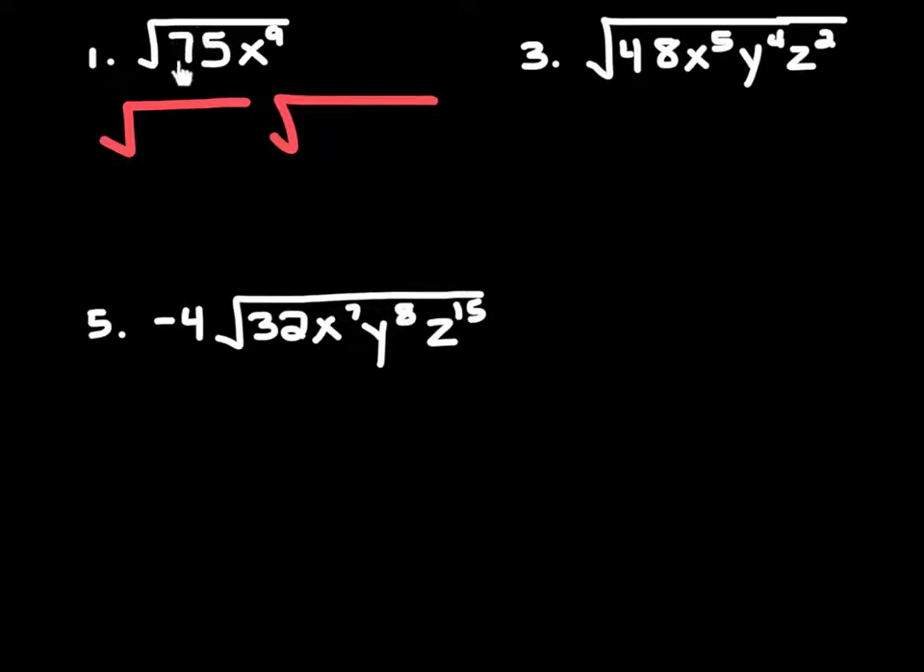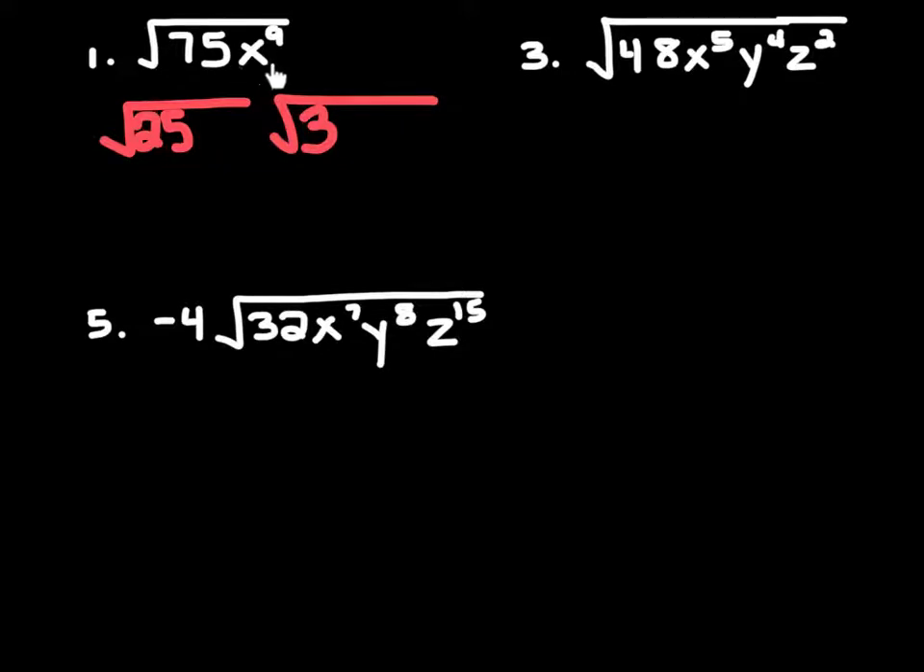So if you look at a 75, what you want to do is say, well, what's the biggest perfect square that divides evenly into 75? Well, 25 is. So I'm going to take 25 and put it in my perfect square radical. And since 75 divided by 25 is 3, 3 is what goes as our leftover in the non-perfect square radical.